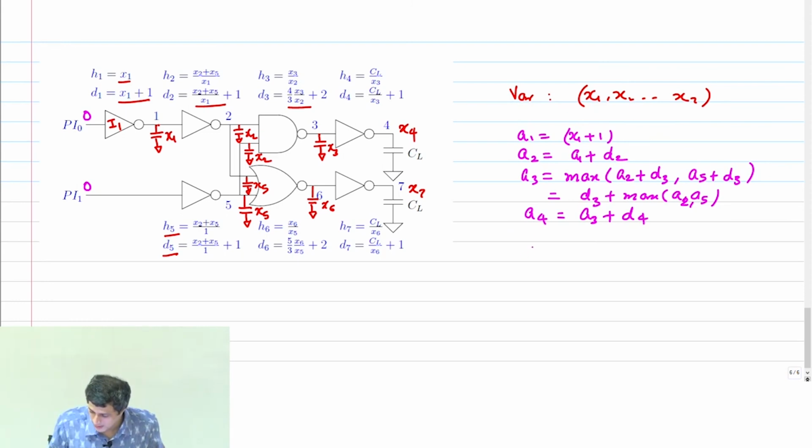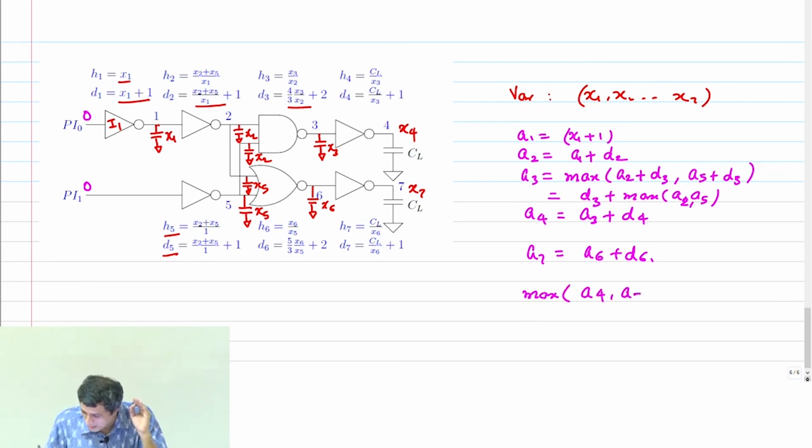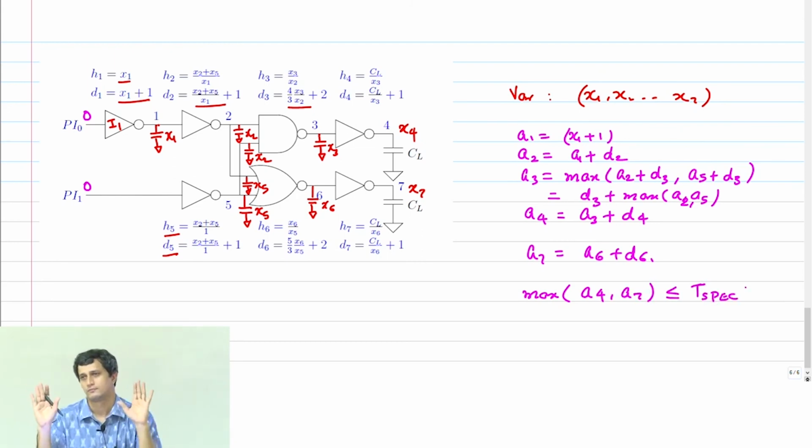So effectively I have A7 eventually will be what? Arrival time at A6 plus D6, right? What is the constraint that I have on my circuit? Given a timing spec, max of A4 comma A7 should be less than or equal to T spec, right? This is what I have to now set up, how I have to set up the optimization problem.